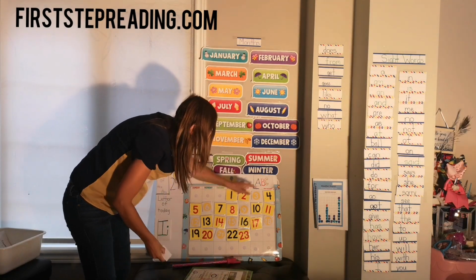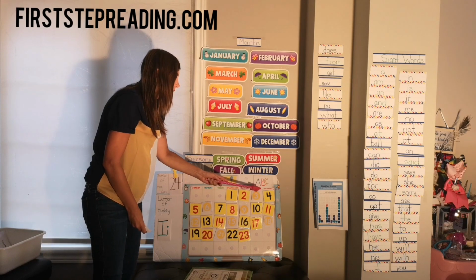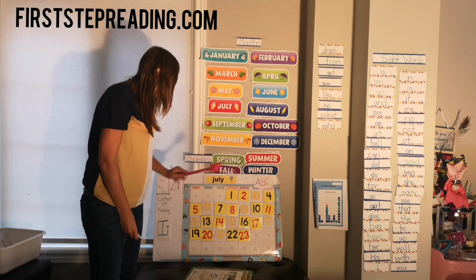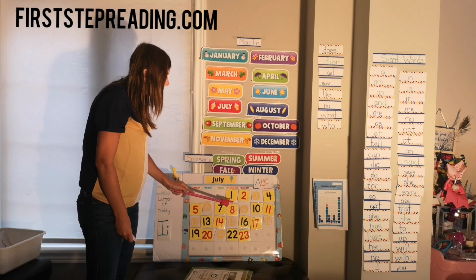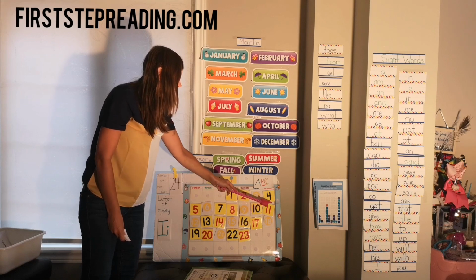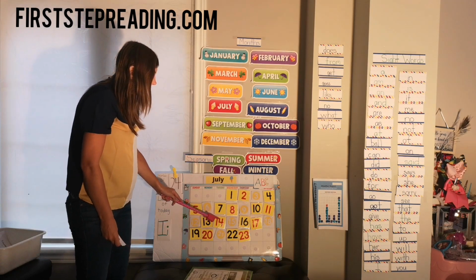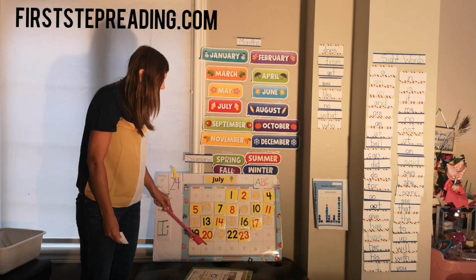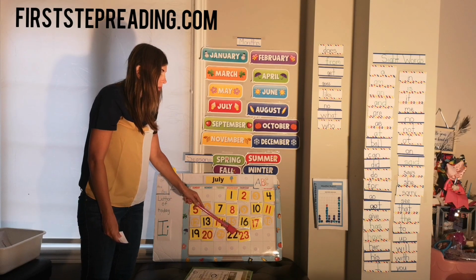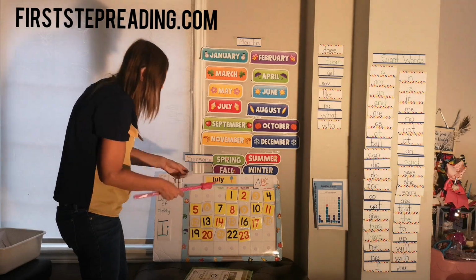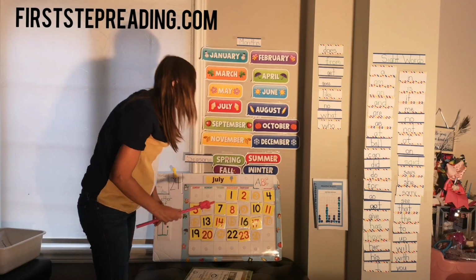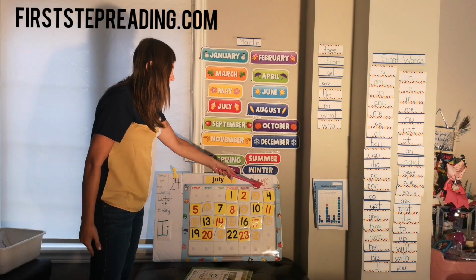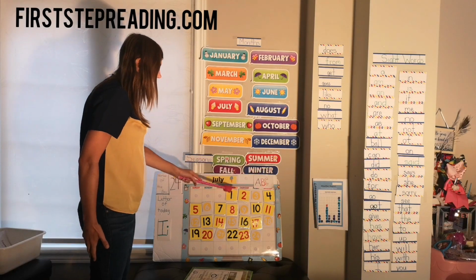We have an ABC pattern: black, red, white. Black, red, white. Black, red, white. Okay? That's our ABC pattern. A is black, B is red, and C is white, and it keeps repeating.